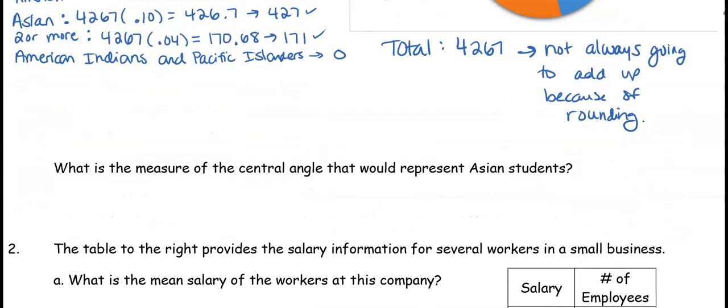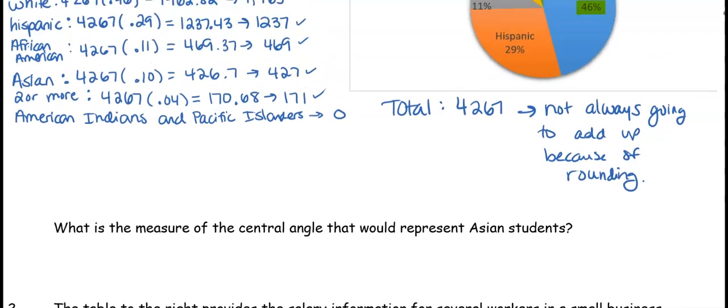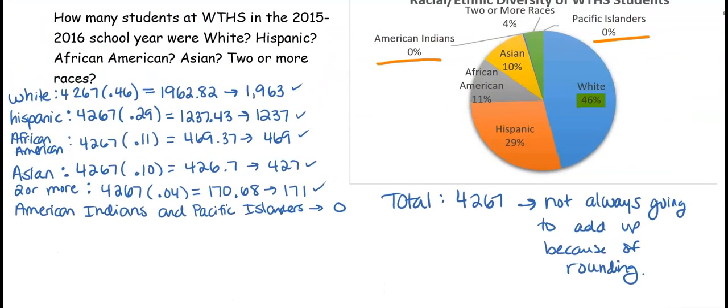All right, next, what is the measure of the central angle that would represent the Asian students? So if we think back to geometry, long time ago, the central angle is the angle that is coming from the center of the circle. And the center of the circle, this angle, is going to be congruent to the arc measure. So we want to figure out how much of that piece of the pie are we looking at. And the Asian population is representing 10%.